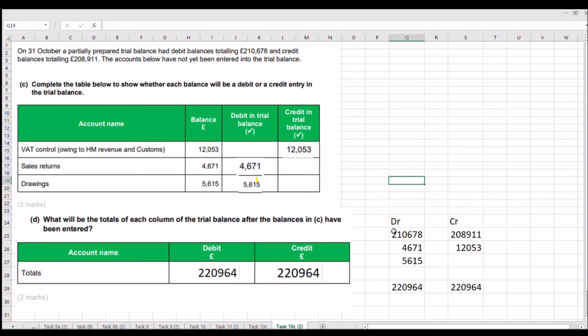And then in terms of our total, this was what we had started off with in our partially completed trial balance, 210,678, and a credit of 208,911. And we add on our debits and add on our credits to give us these totals here, and that balances there. And that's the end of this question.